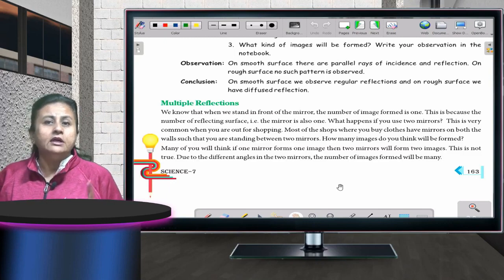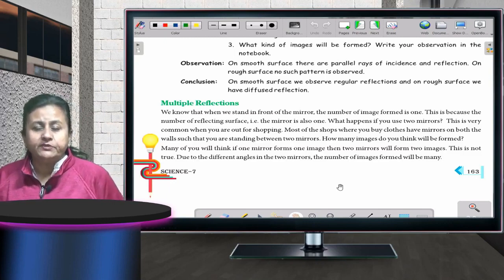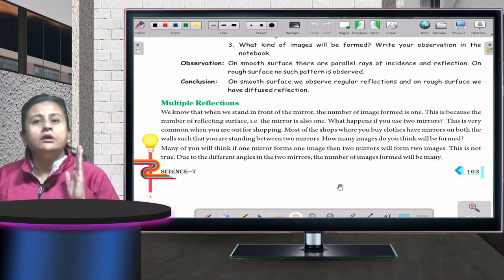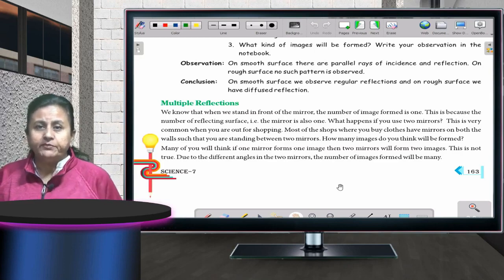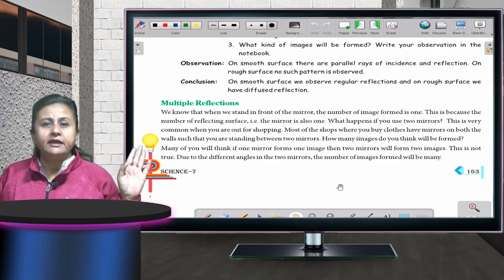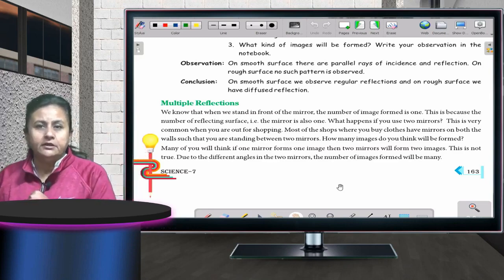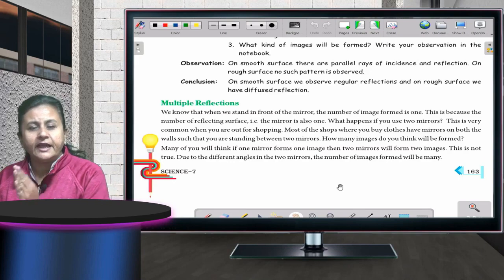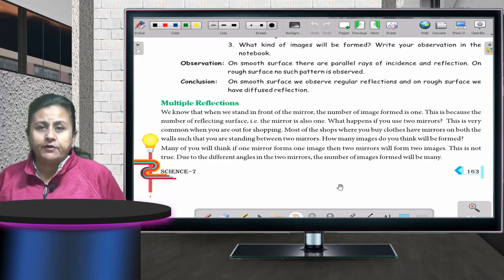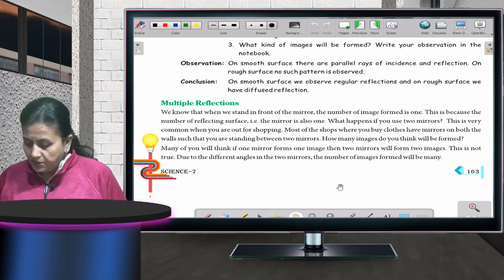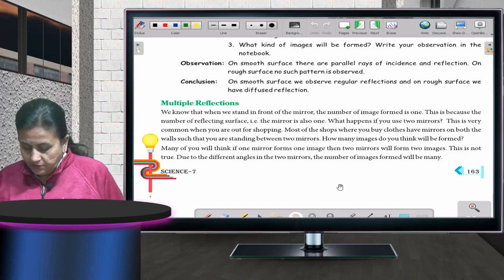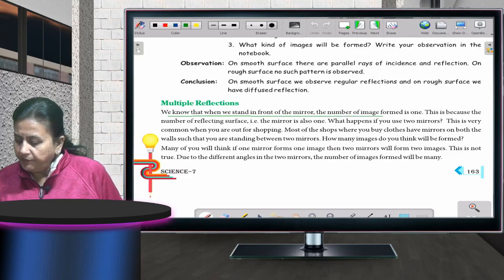So the number of reflections depends upon how the mirror is folded. In case it is folded at 90 degrees, you can have 3 images, but if we keep on decreasing the angle, the number of reflections found will be many. We know that when we stand in front of the mirror, the number of images formed is 1. This is because the number of reflecting surfaces, that is the mirror, is also 1.